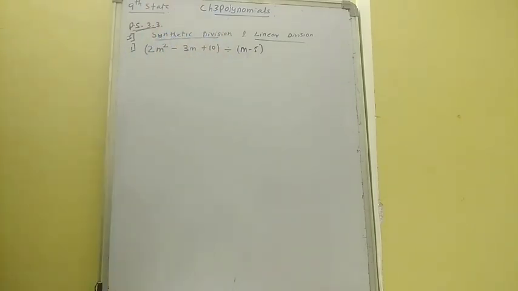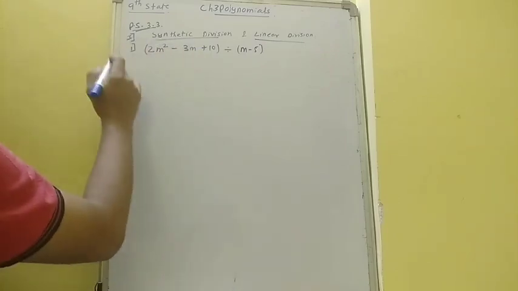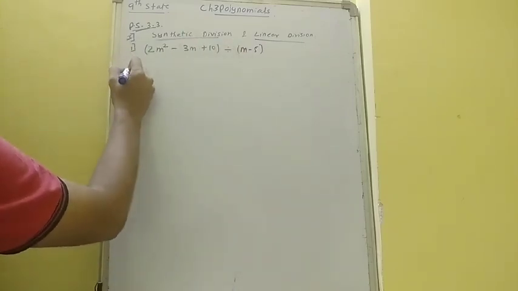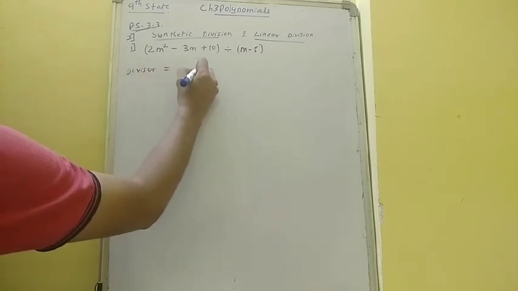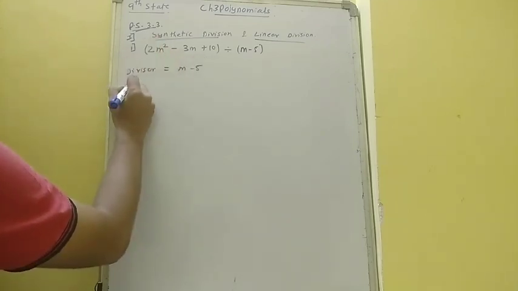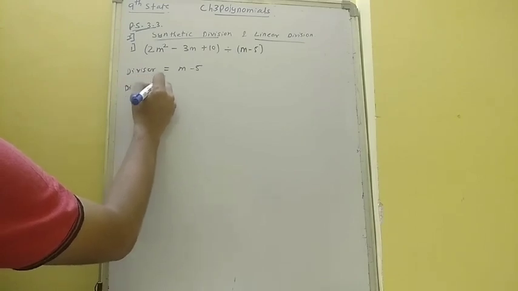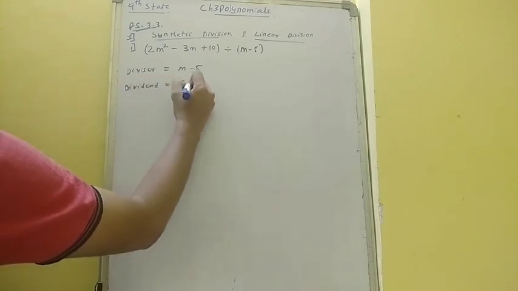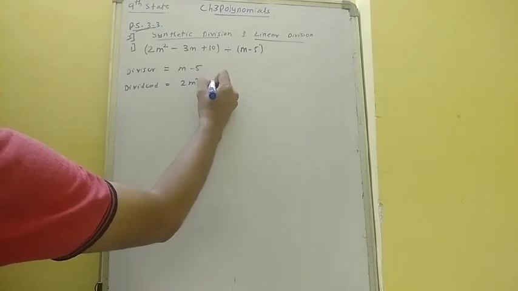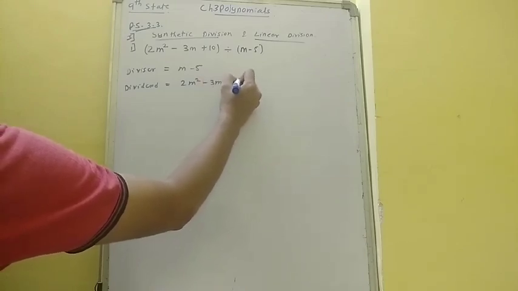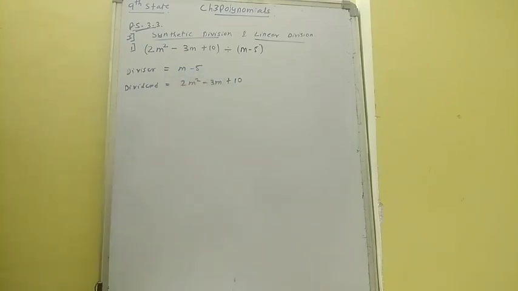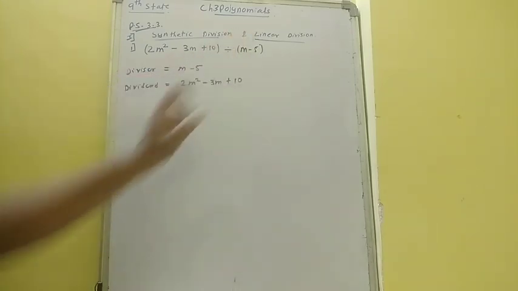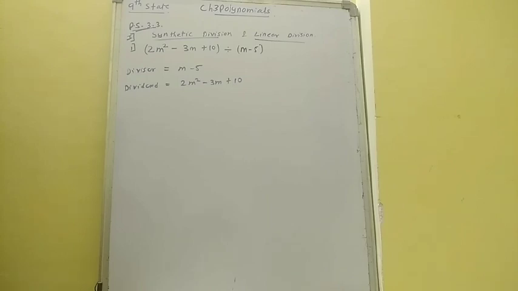To divide the polynomial by linear division, first write the dividend, or you can write the divisor first. Divisor is m minus 5, and dividend is 2m square minus 3m plus 10. Each and every term of the dividend you need to express in the linear form, that is m minus 5. Let's see how to do it.